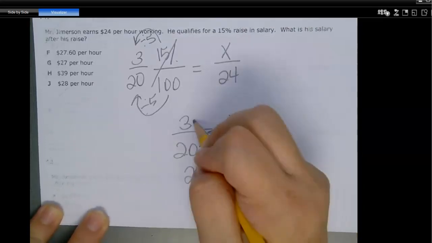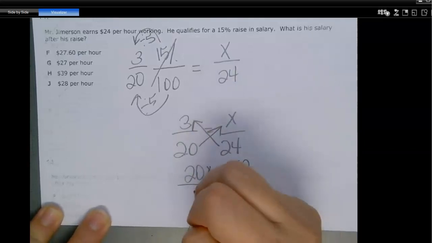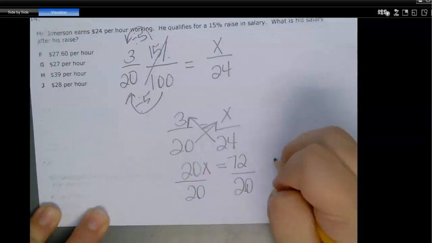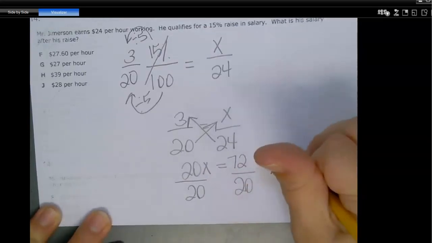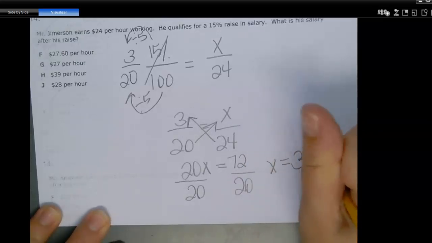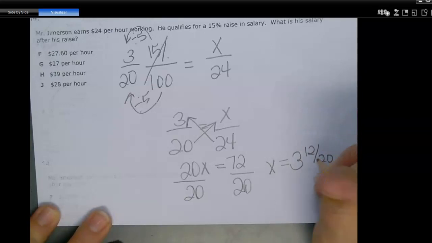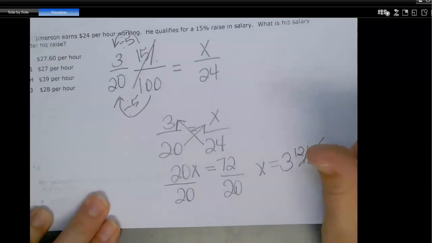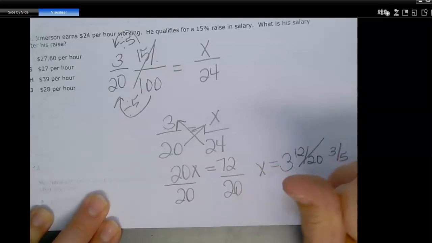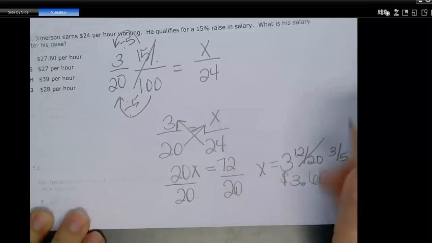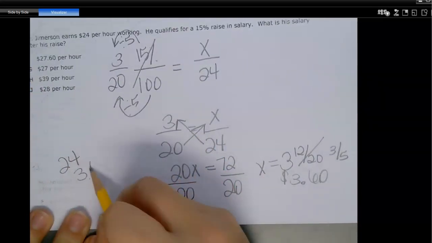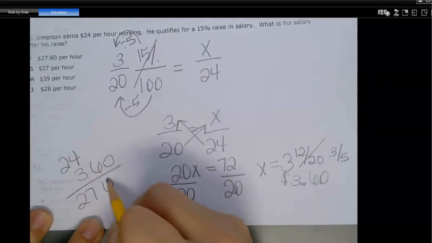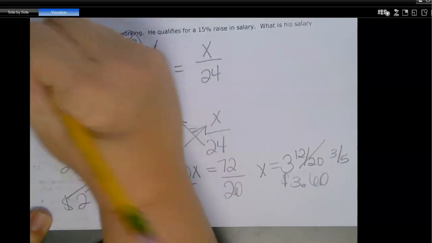Okay, I multiply this way, and I'm going to divide both sides by 20. x is equal to 3, and then 12 over 20, which simplifies, both of those are divisible by 4, to 3/5, so $3.60. So what is his salary after his raise? Well, we started with $24. We added $3.60, and that would be $27.60 per hour, which is F.